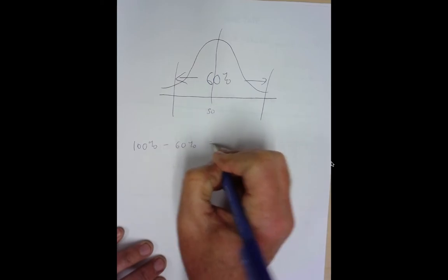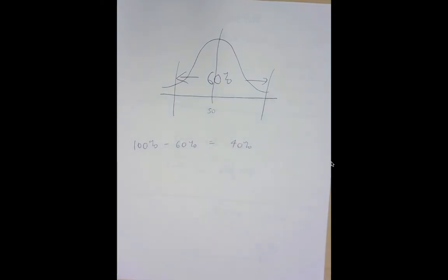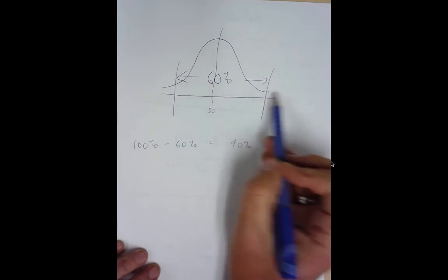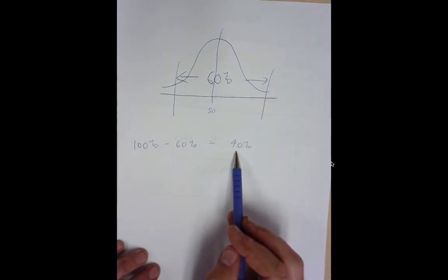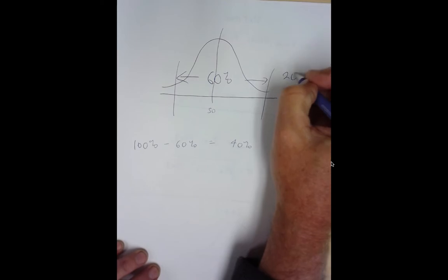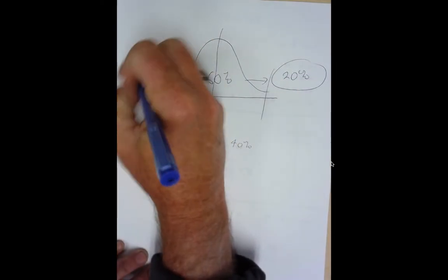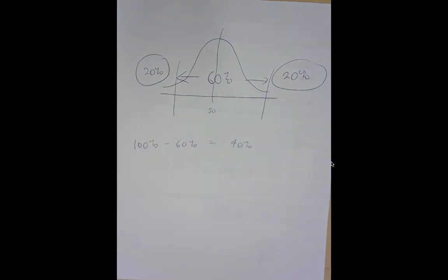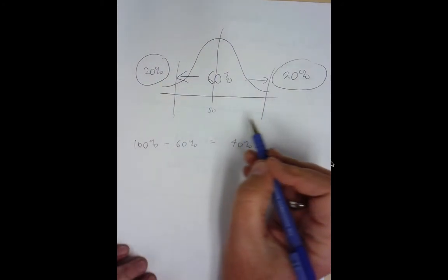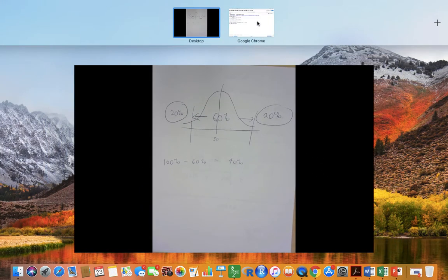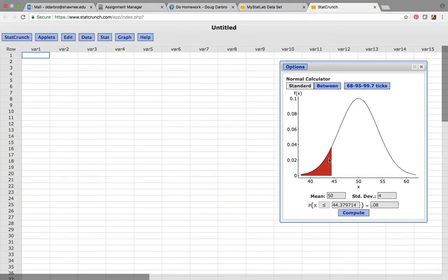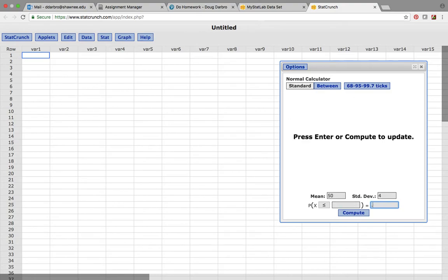We subtract the 60% and we see that we have 40% remaining in this tail and this tail. So I need half of that 40%, 20% to be in this tail, and 20% to be in this tail. So I'm going to find this one first and then this one second. All right. So go to my StatCrunch, same mean, same standard deviation, but in the left tail I need 0.20 below that.